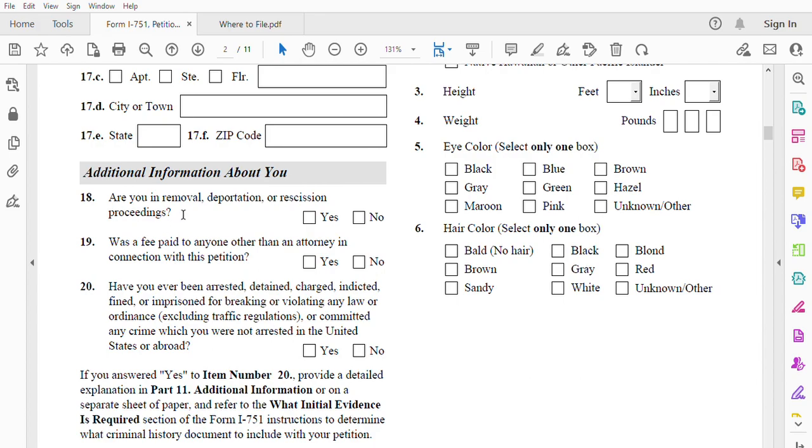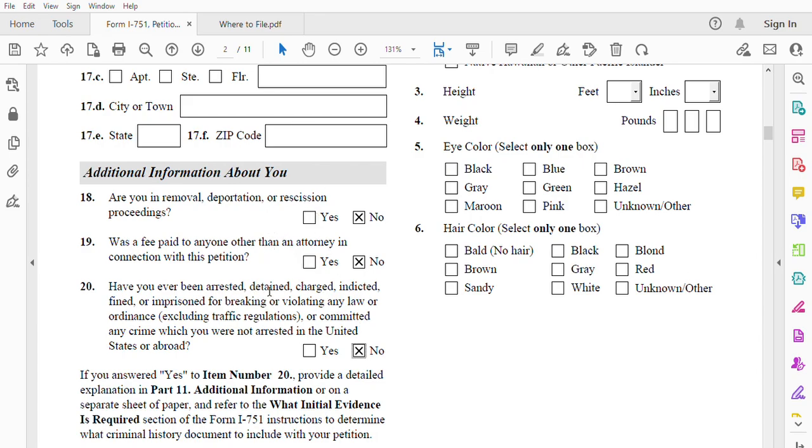Are you in removal, deportation, or rescission proceedings? I would like you to answer this honestly. Do not lie. They will find out. In my case, no. Was a fee paid to anyone other than an attorney in connection with this petition? No. Have you ever been arrested, detained? In my case, no. Please read these questions carefully and answer accordingly. In my case, it's no, no, no. Probably in your case, I don't know. I don't know your case.